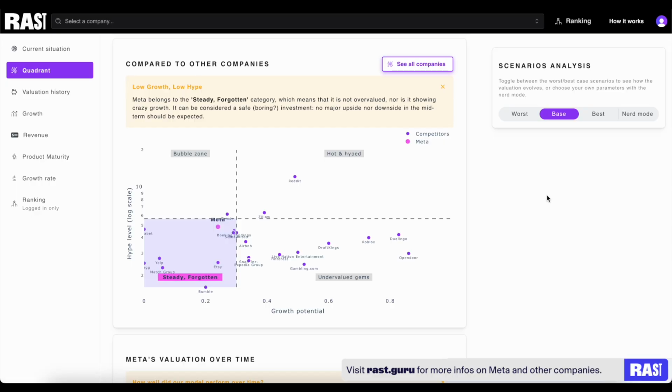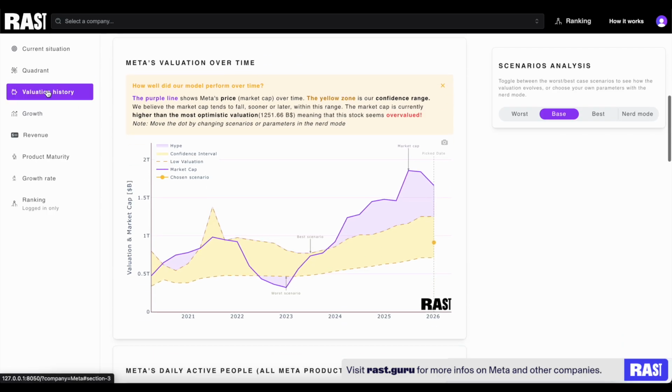Right below, the Quadrant section helps you visualize where the company sits relative to its competitors. It's the quickest way to see if you're looking at a bubble zone or an undervalued gem. Meta is currently close to the bubble zone, meaning that it combines a relatively high level of overvaluation with a limited growth potential.